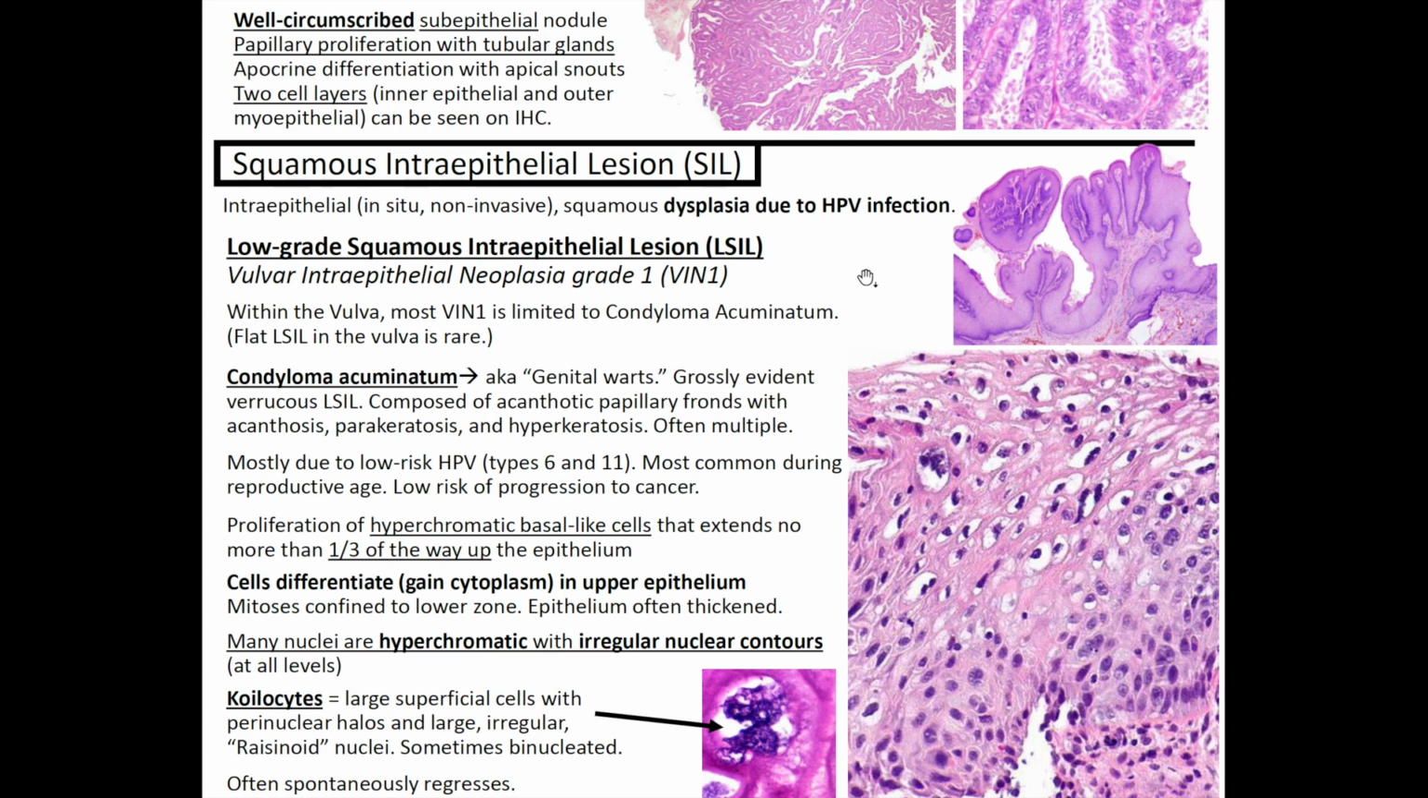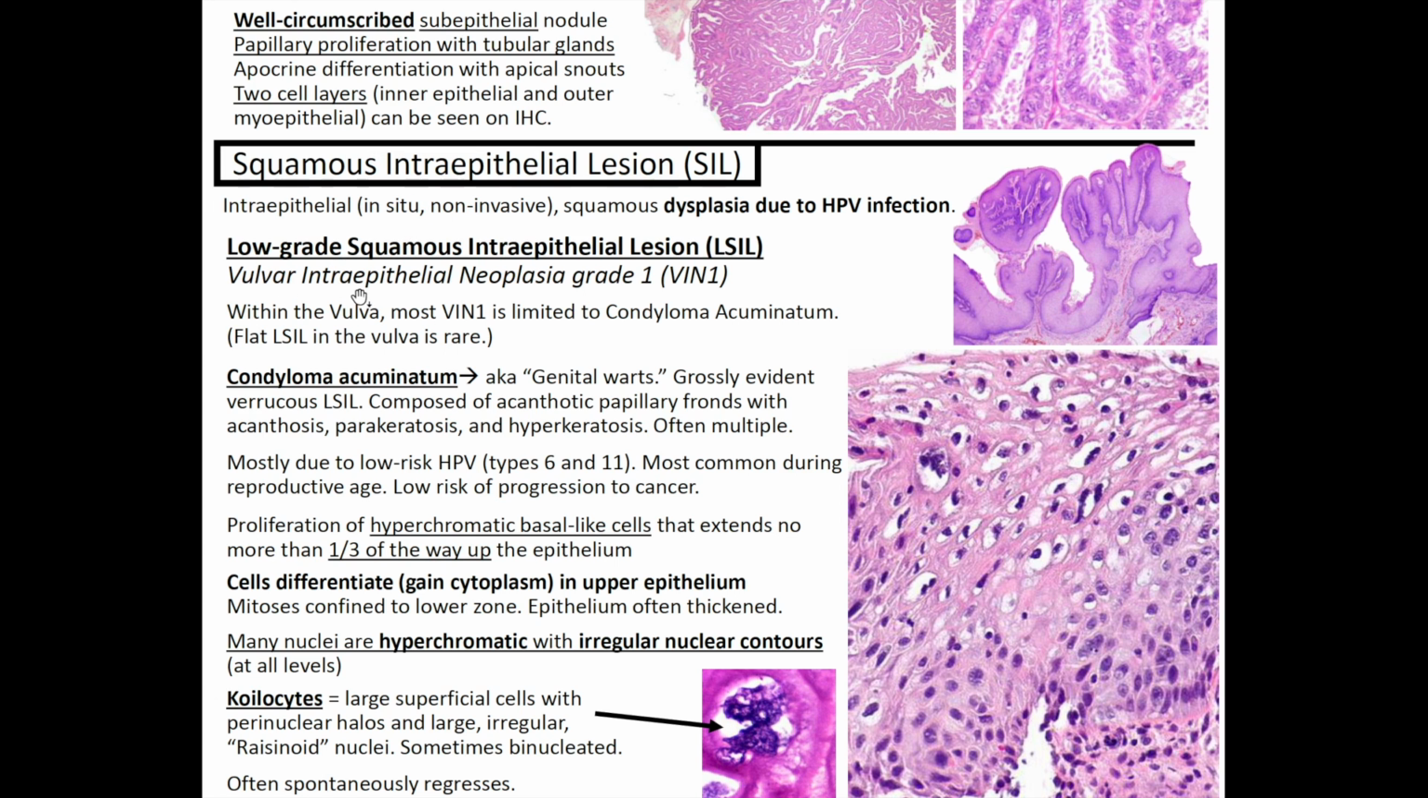And first off on that spectrum is LSIL, or low-grade squamous intraepithelial lesion. In the vulva, it is known as vulvar intraepithelial neoplasia grade 1, or VIN 1. So within the vulva, most VIN 1 is limited to condyloma acuminatum, which is shown here on this image on the right, which is also important to remember that flat LSIL in the vulva is quite rare.